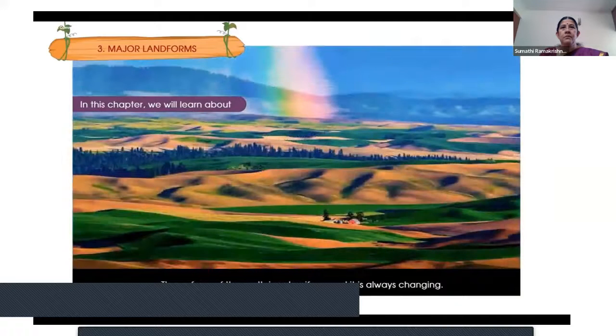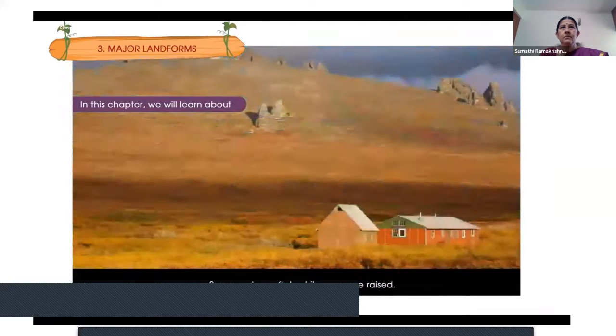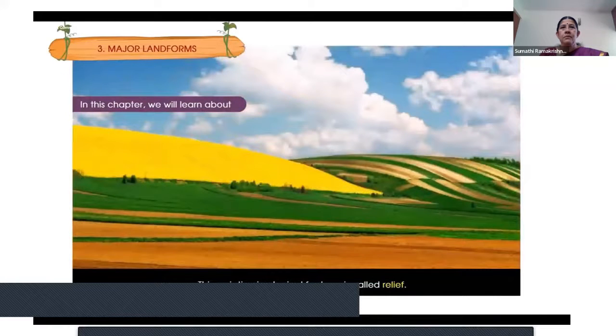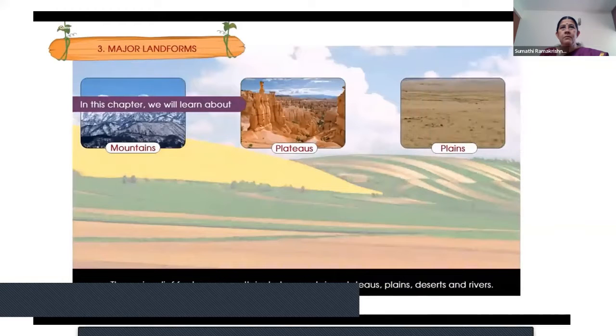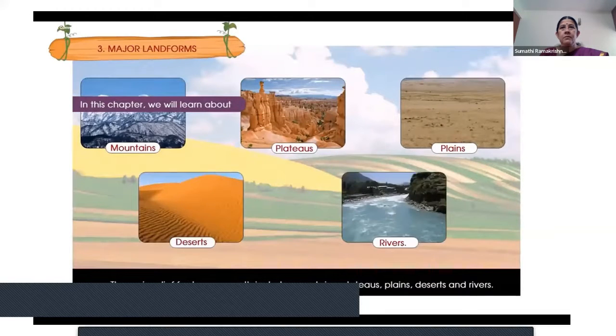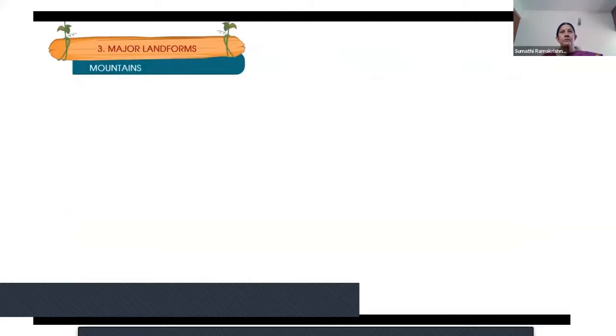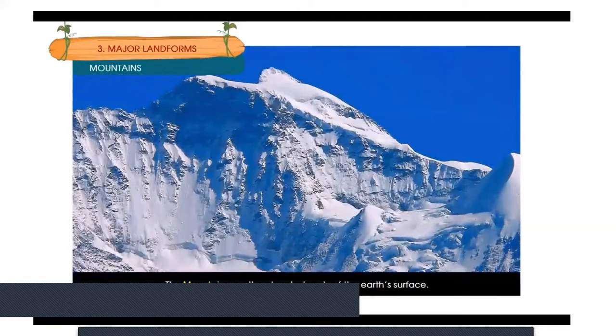The surface of the Earth is not uniform and it is always changing. Some parts are flat while some are raised. This variation in physical features is called relief. The main relief features on Earth include mountains, plateaus, plains, deserts, and rivers. Mountains. The mountains are the elevated parts of the Earth's surface. They are about 900 meters higher than the surrounding areas.